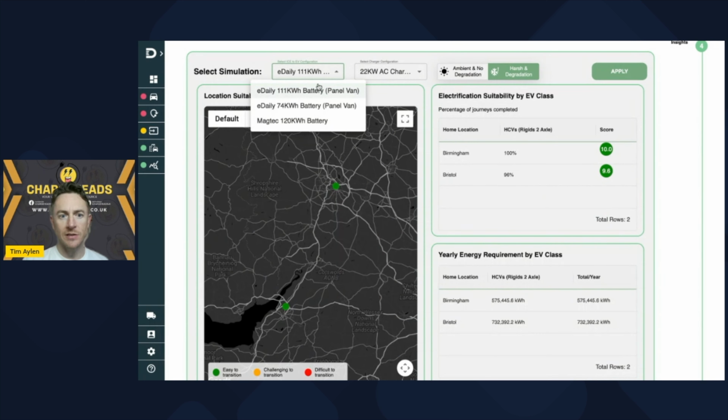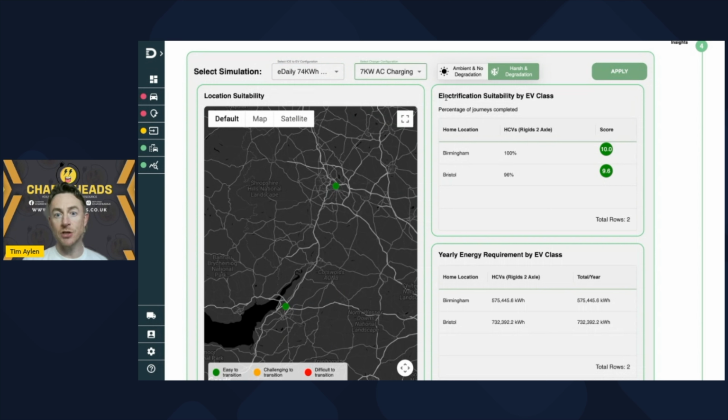We can select a particular vehicle, and then we can select a charger speed. We can also change the temperature. And as anyone up to speed with EVs will know, the temperature, whether it's winter or summer, makes a huge difference in terms of the efficiency. It's normally about 20% between normal ambient temperature versus harsh. It also can help you understand the battery degradation if you want to simulate that.